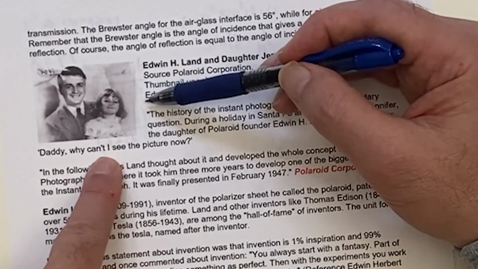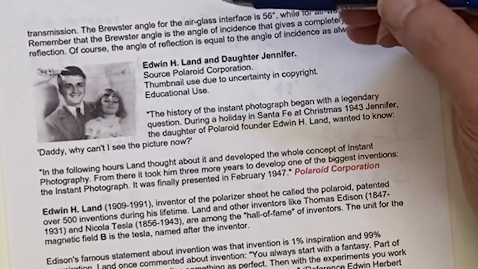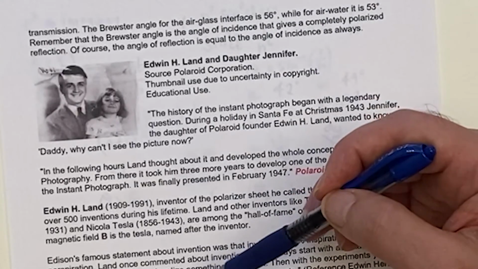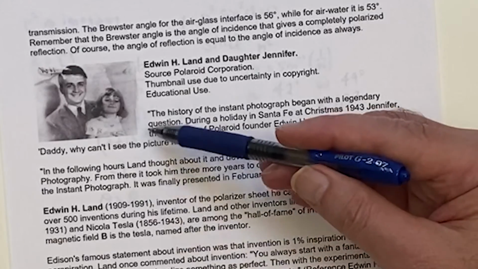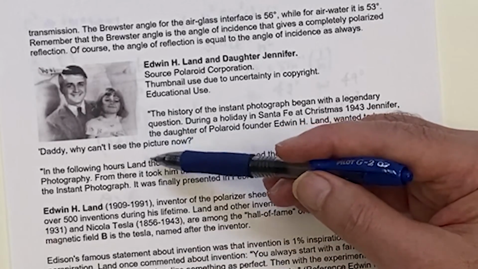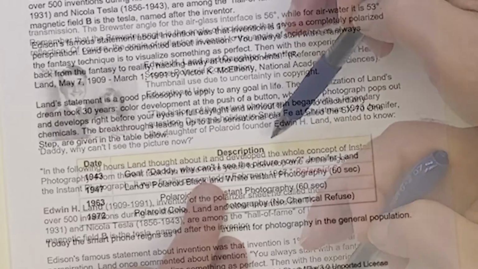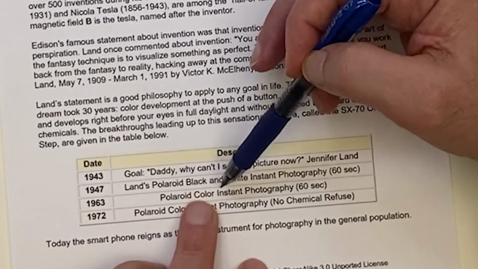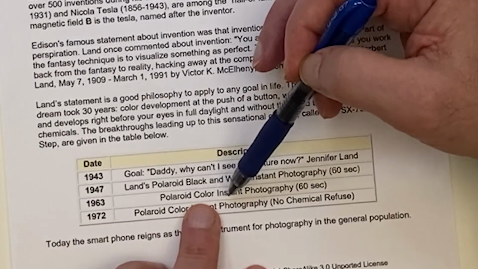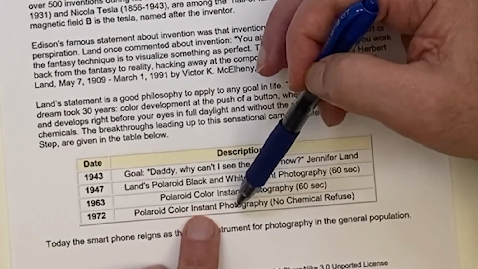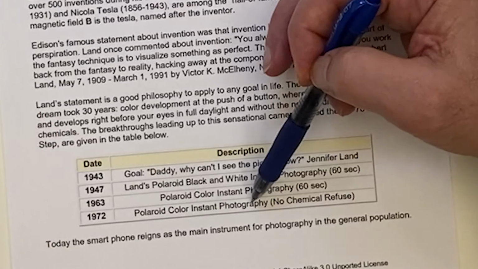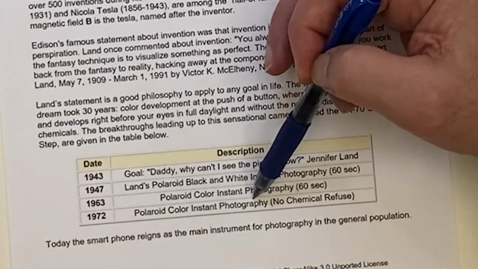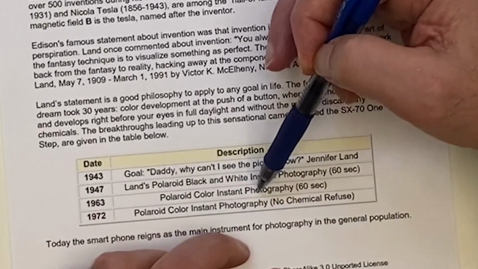But Daddy, why can't I see the picture now? That question, that's amazing. So you invent the Polaroid camera, because in those days you had to take the film and send it to Kodak and wait a few days to get it back. And she said, why can't I see it now? And he invents it. And then it took him to 1963 to get the color, and then in 1972 he had it so that it would develop right in broad daylight and you wouldn't have any refuse to throw away, no chemicals. And then we got digital cameras now, so we don't use this.